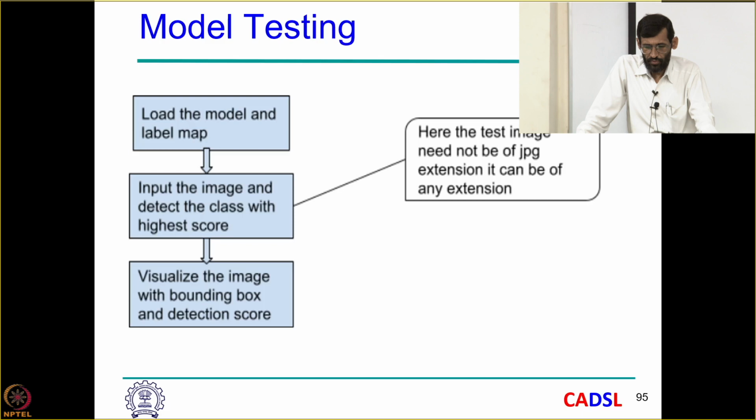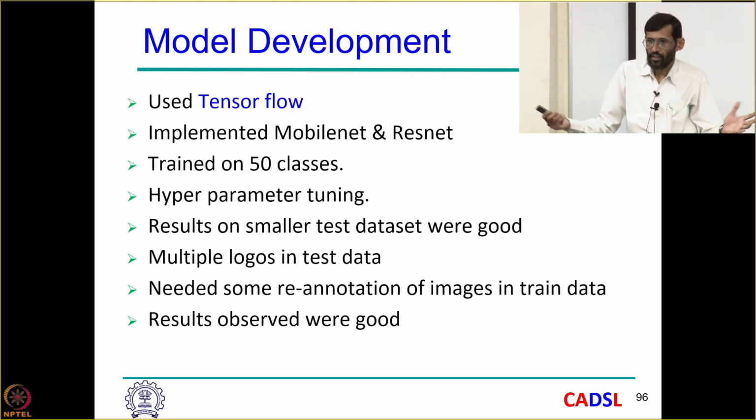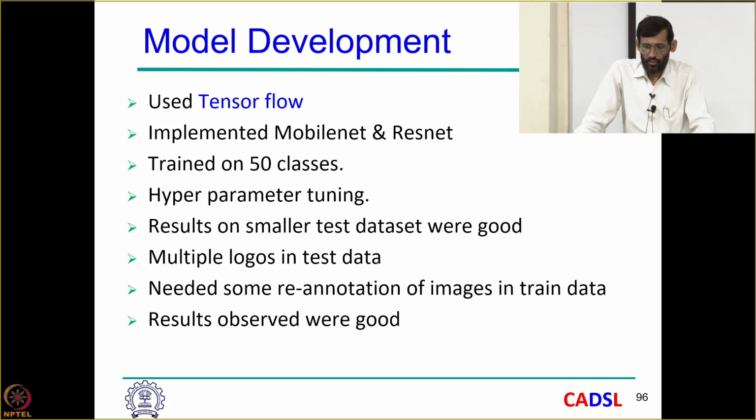So then you visualize the image with the bounding box, and then they detect the score. Now for this one we use TensorFlow, and this is implemented on two different neural networks, because they give you reasonably good accuracy by, say, extracting the non-linear optimization function. We trained for the 50 classes and hyper-tuned the parameters.